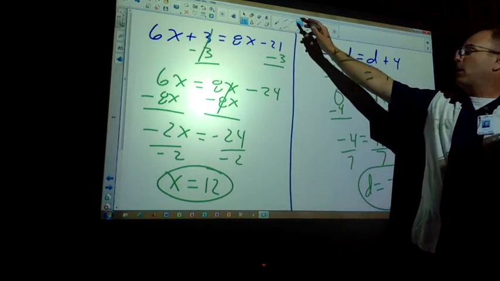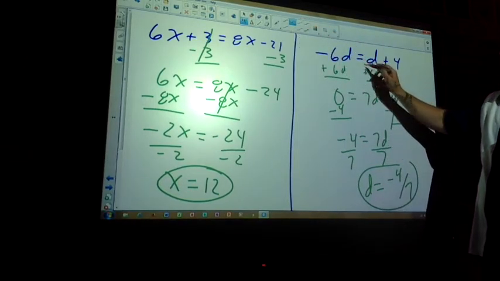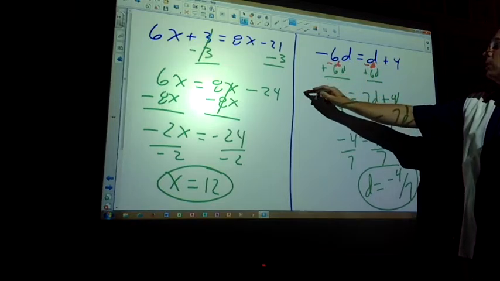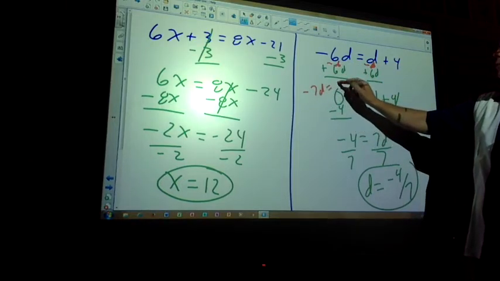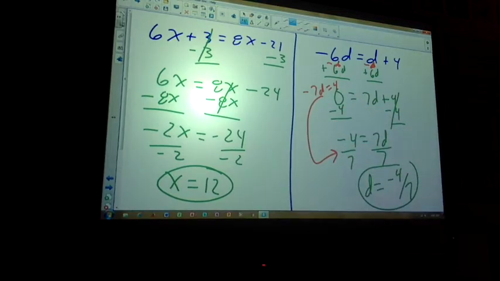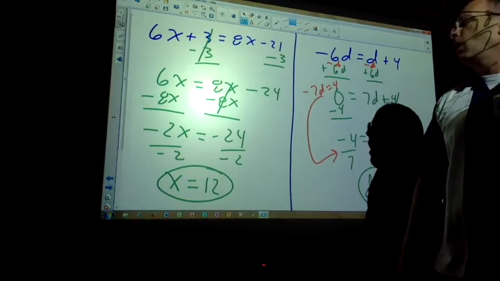So what I probably would have done is I probably would have went minus d, which gives me negative 7d equals 4. Negative 7d equals 4 is going to basically do the exact same thing there. Right? So which way's right? Both. Which way does your mind think? Multiple ways.